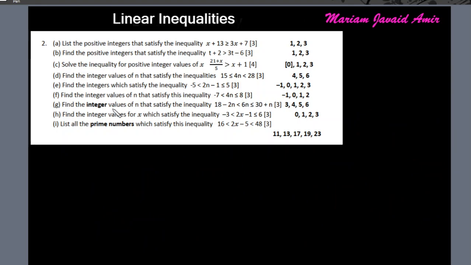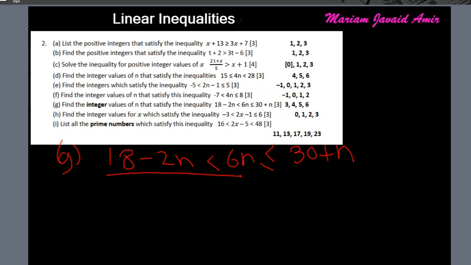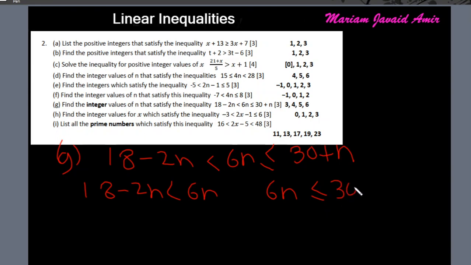Part G. Find integer values of n that satisfy the inequality 18 minus 2n less than 6n less than equal to 30 plus n. Okay, so rearrange, first we'll use this side. So we'll write 18 minus 2n less than 6n, and then we'll use the right hand side. 6n is less than equal to 30 plus n.